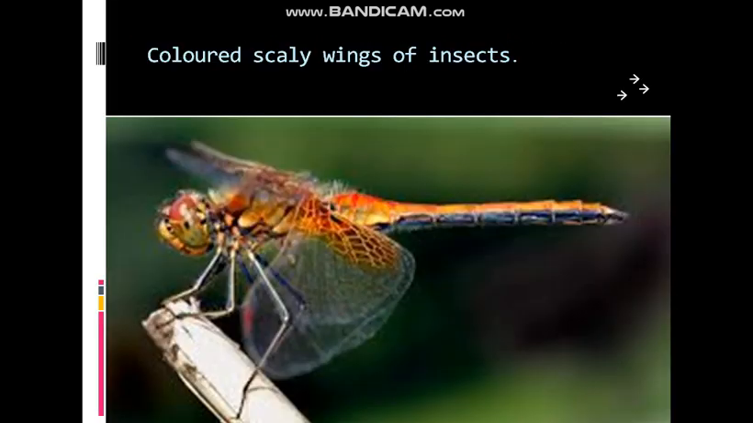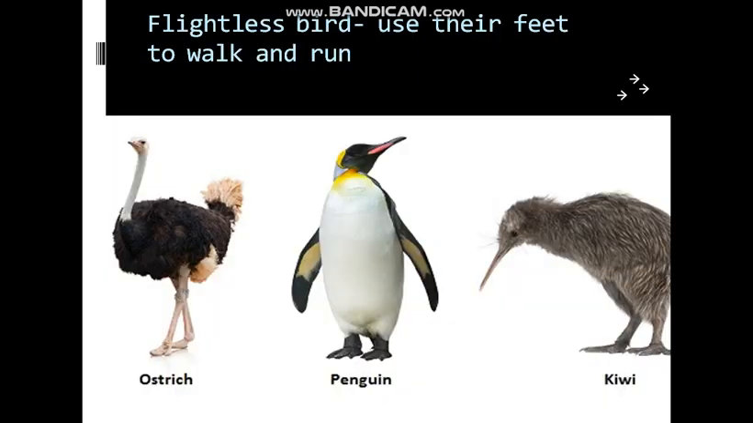Now students, focus on your screen. What is it? It is a dragonfly, which uses its colored scaly wings for moving. Now there are some flightless birds: ostrich, penguin and kiwi. They use their feet to walk and run.